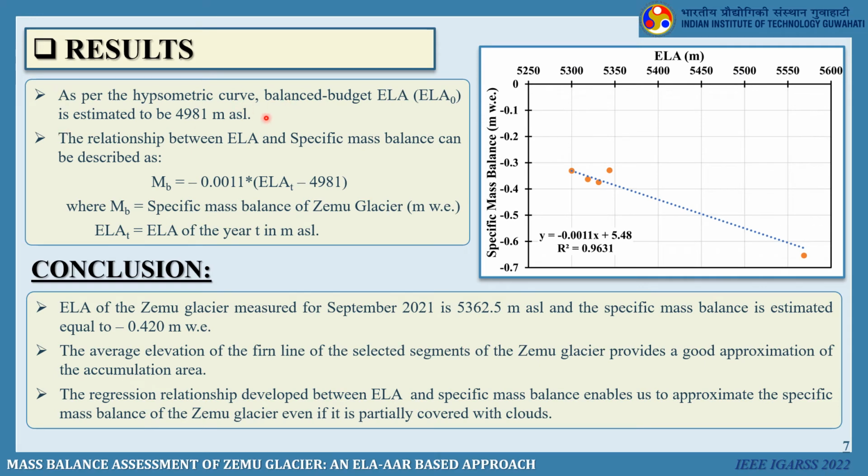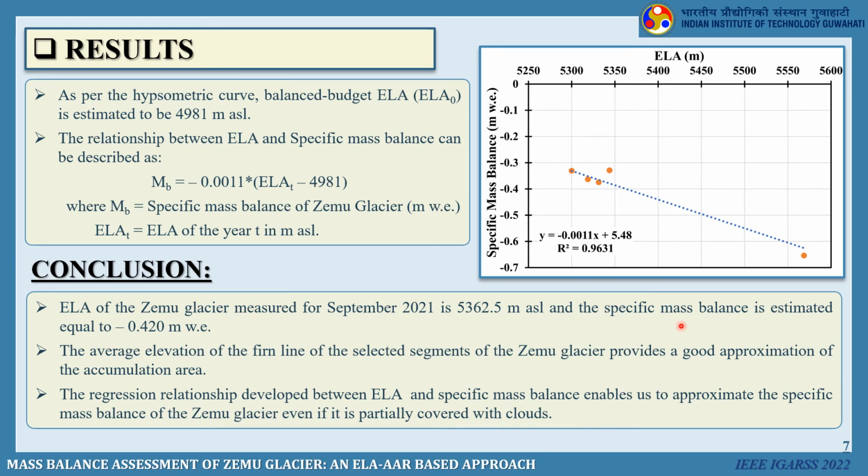The ELA0, that is the ELA at an instant where the specific mass balance of the glacier is equal to 0, was found to be 498 meters above sea level for the Zemu glacier, and the regression relation between the ELA and the specific mass balance for the Zemu glacier can be described by this equation, with the empirical factor equal to minus 0.0011.